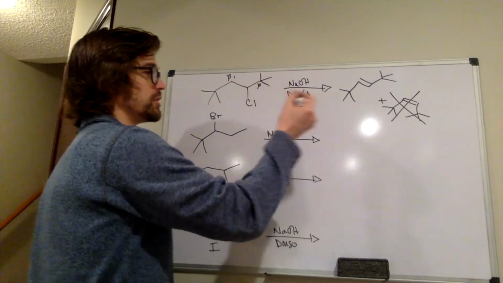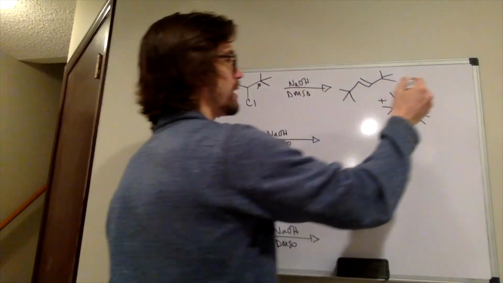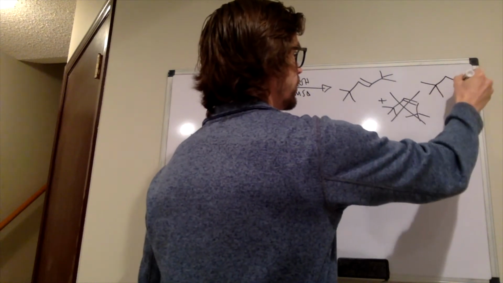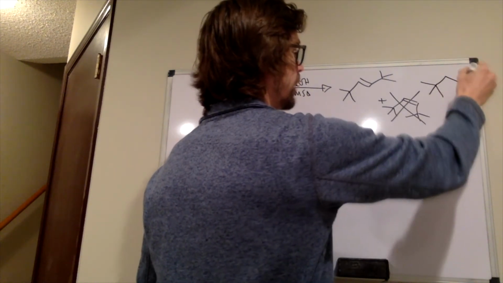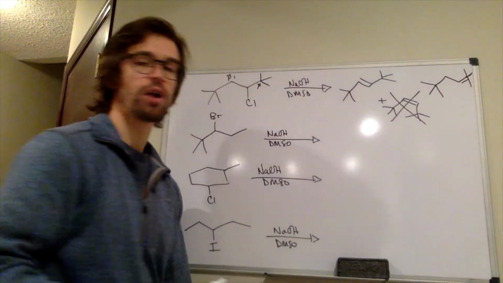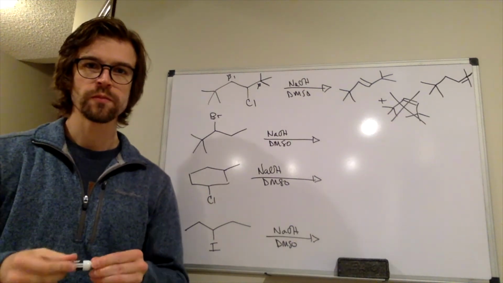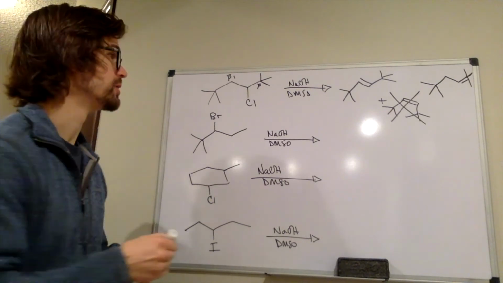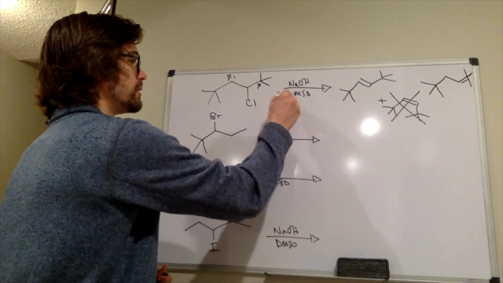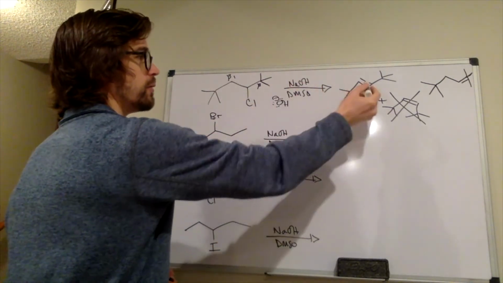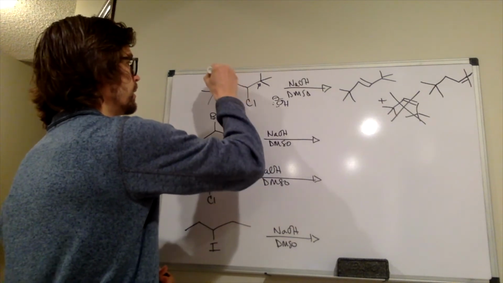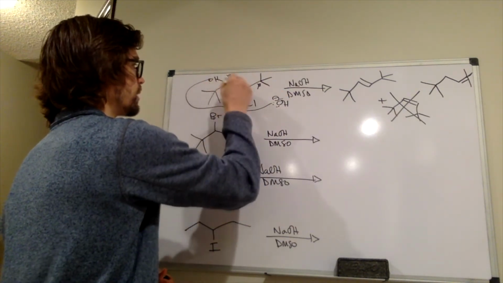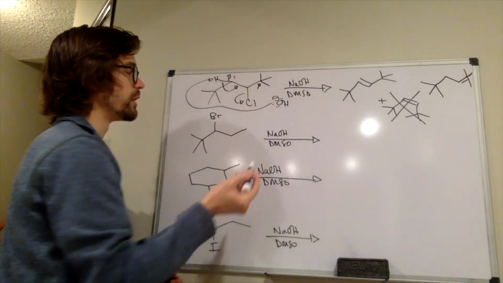What about this beta position? Can we do an elimination on that side? If we try to do that, we would see something like this, right? And what's a problem here? There are multiple problems. We have to think about the mechanism of these reactions. So the OH minus, to form this guy, is pulling off this hydrogen. The electrons are moving there and kicking out that chlorine.